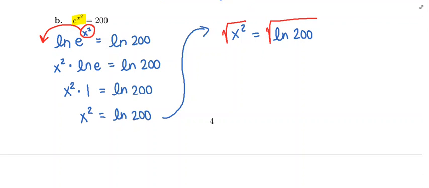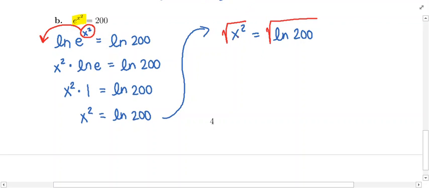So one thing you've got to remember: whenever you're solving something like something squared is equal to a number, and you solve by taking the square root of both sides, you need to put a plus or minus out front.